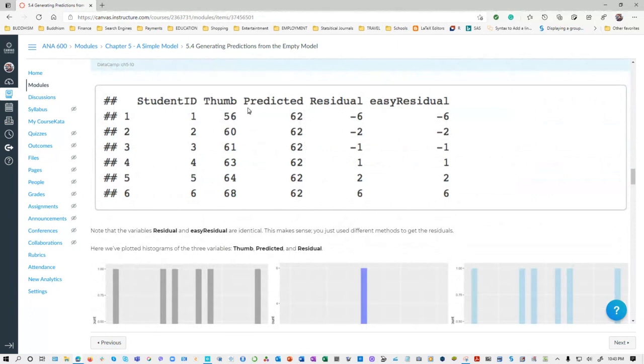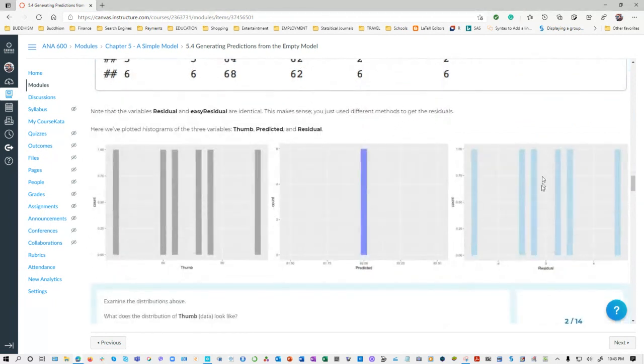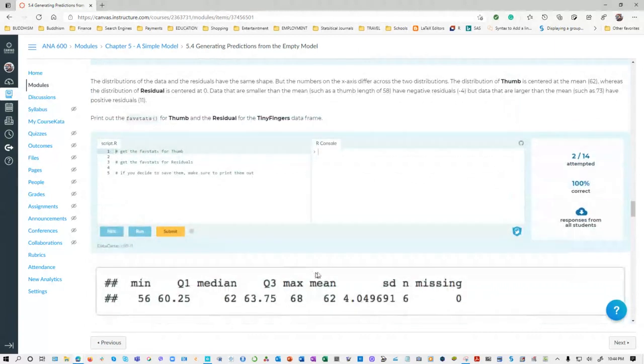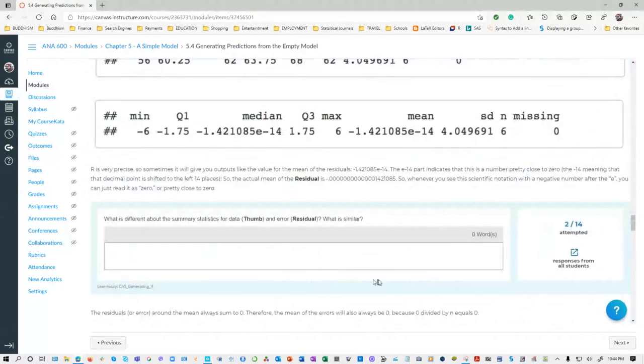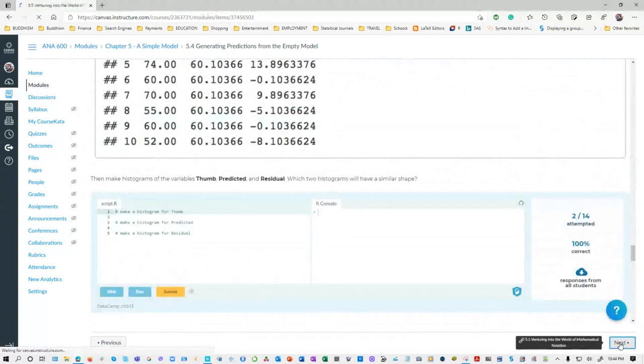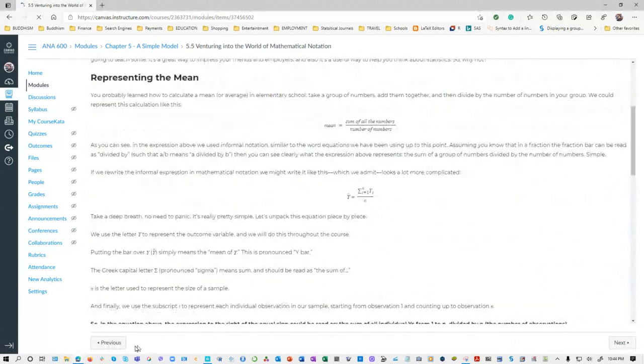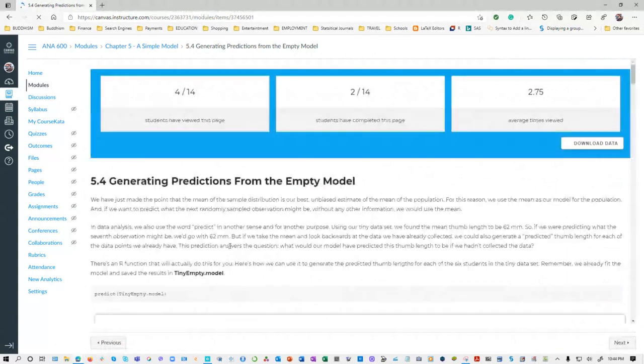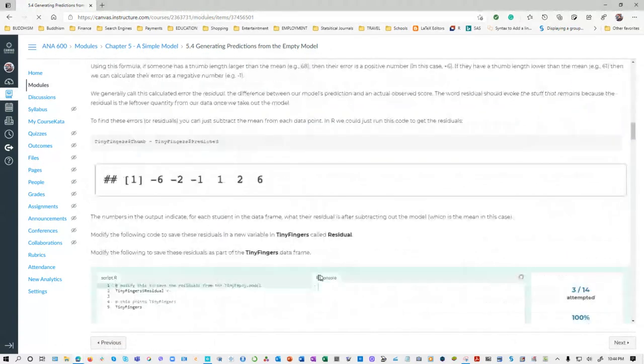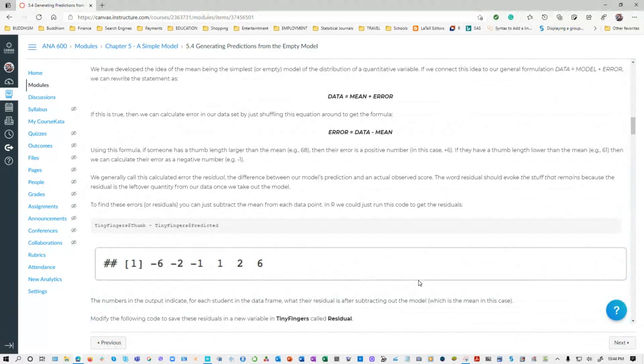If you draw the histogram for this real value and the residual, they look the same. This is for the predicted value. It's going to be one line, 62 only. But this is the key part: your thumb length and this one. After this page, we can stop here. The rest I can make another video, but a little bit that I explain this one, and we can stop here.